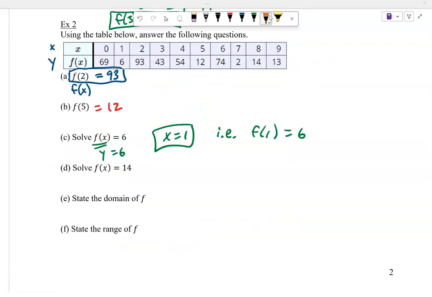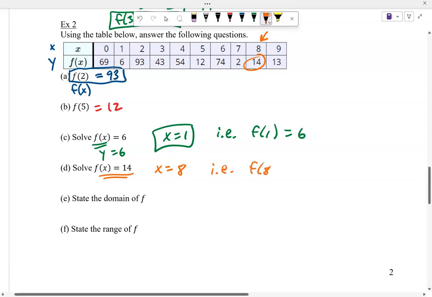D, we've got an f of x is 14. So our output, f of x, is 14. What would x have to be? 8. Yeah, in other words, f of 8 equals 14. All right, that's what we're saying.